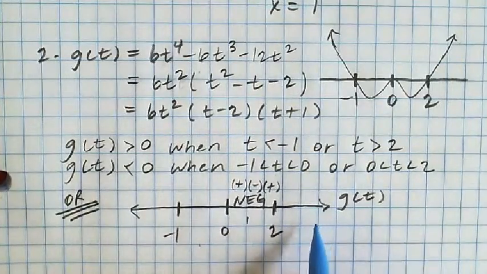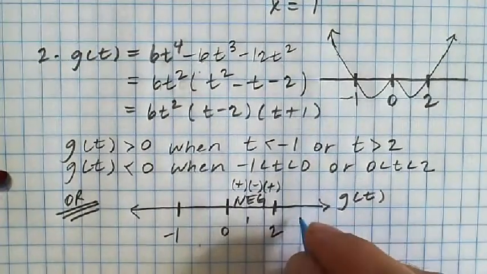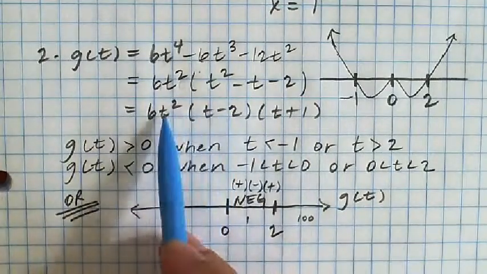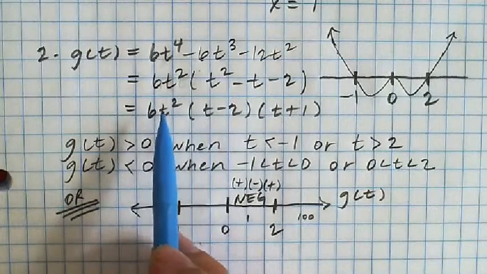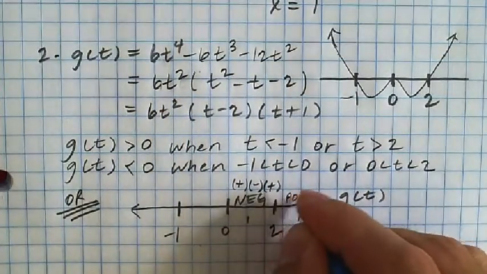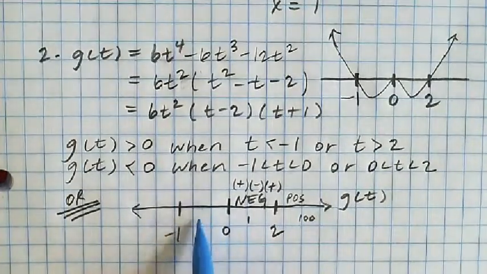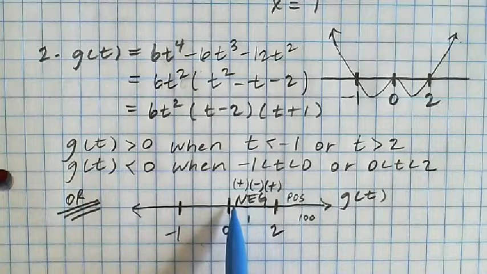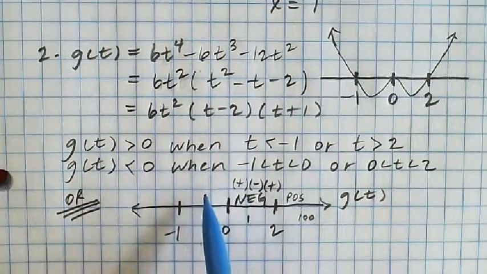Okay, something bigger than 2. Well, there's no restriction on how big it could be, so I'll choose something like 100, so that when I plug it in, everything's going to be positive, right? 100 minus 2 is still positive, 100 plus 1, 100 squared, all positive numbers. So it's all positive, so that means it's going to be positive here. Okay, maybe you know that since you have a double root here, it's not going to change the behavior. There's not going to be a sign change, but I'll just show you why that's the case.